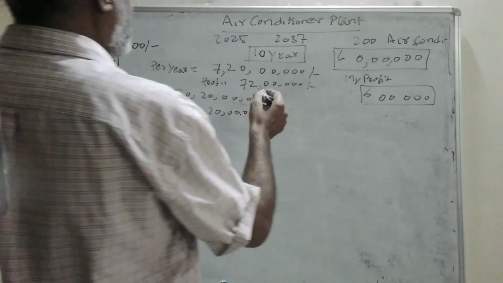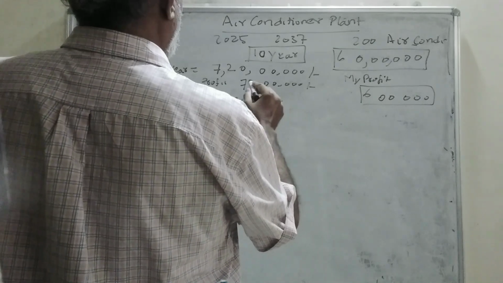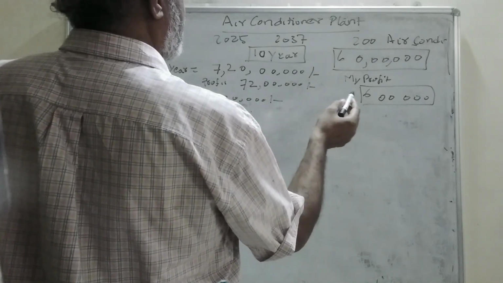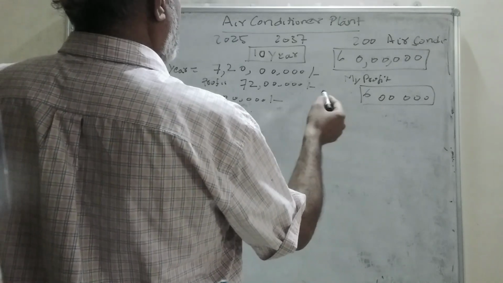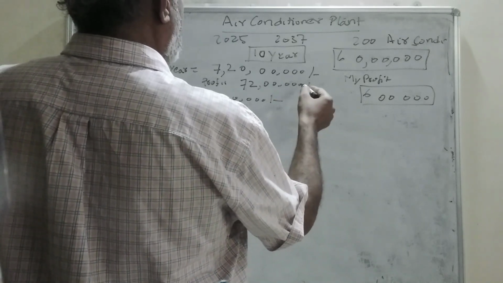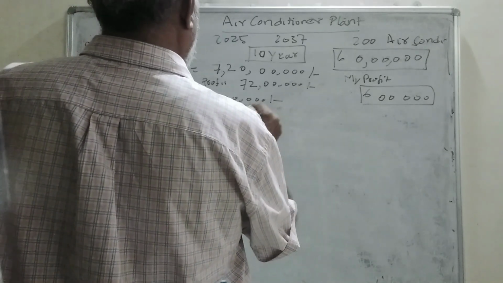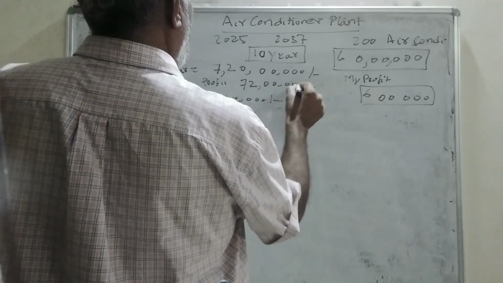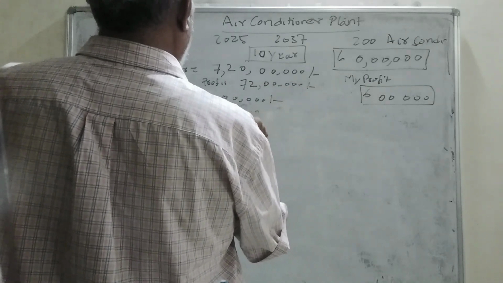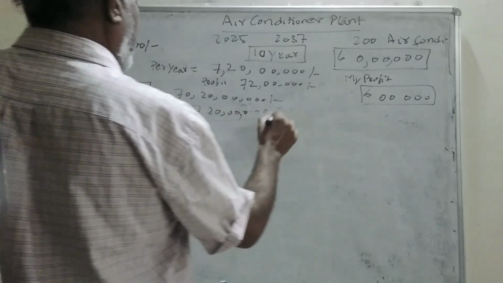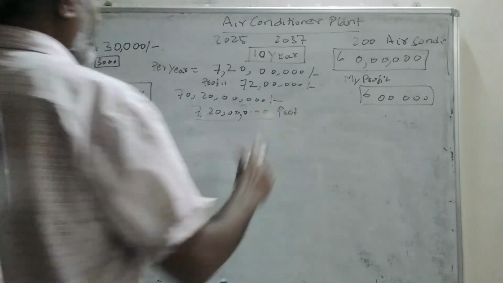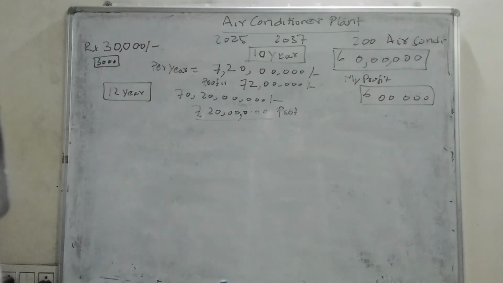So profit is 72 lakhs per year, 72 lakhs in 10 years. That is 7 crores 20 lakhs. This is my profit. So after completion of my business, I have earned 7 crores and 20 lakhs.